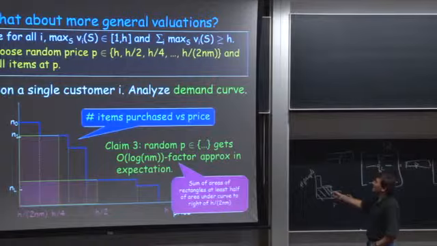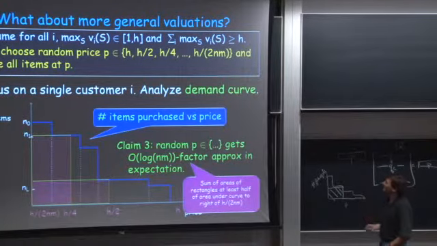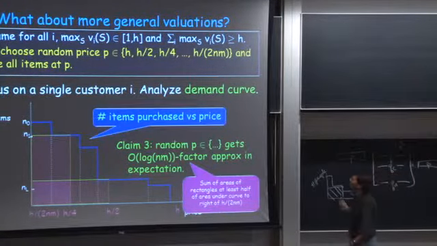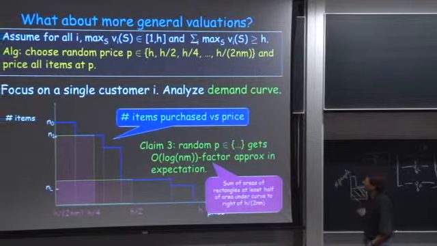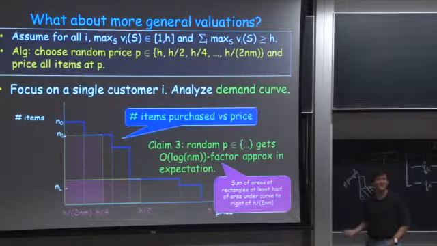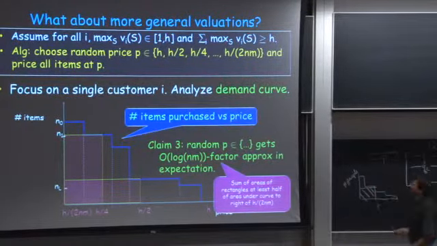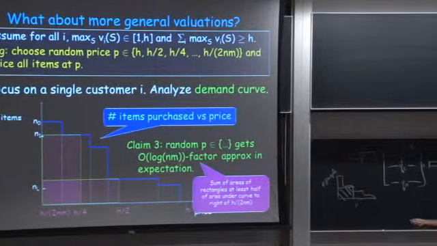What am I saying? If there are log of 2 and m total rectangles, I pick one at random, and in expectation its value is 1 over log 2 and m of the sum. Right. Okay. Good. So the sum was at least half, so a random one was 1 over log.